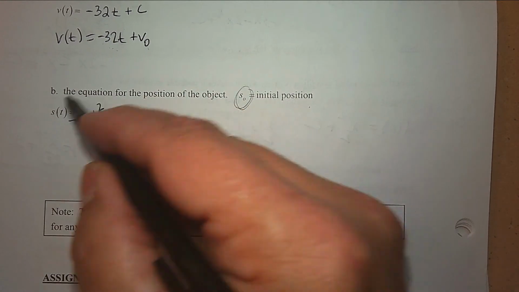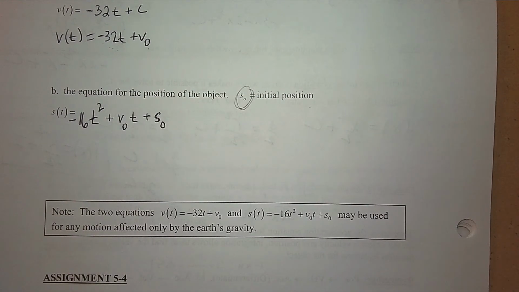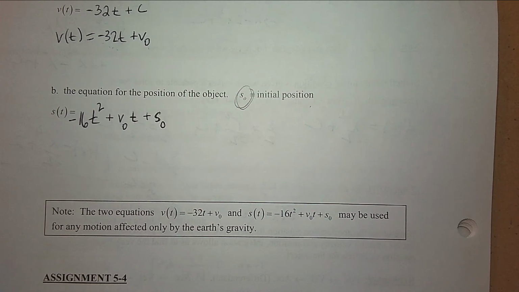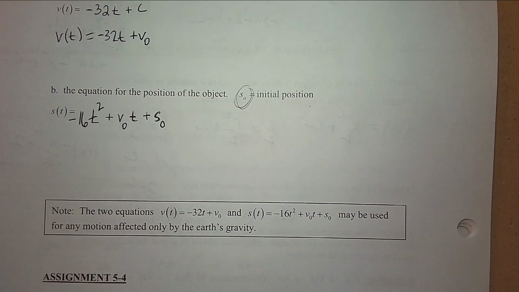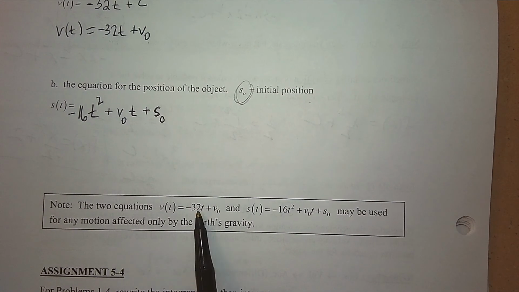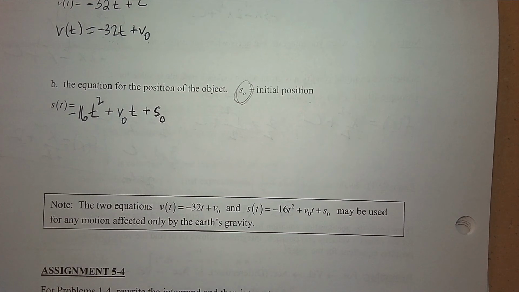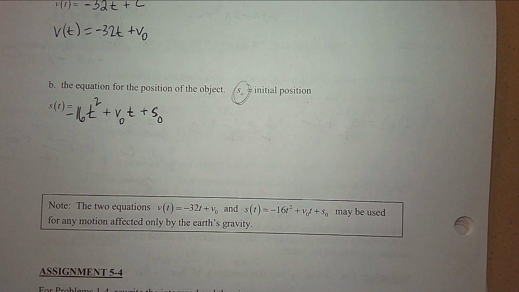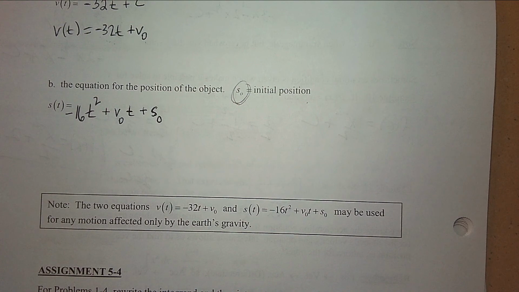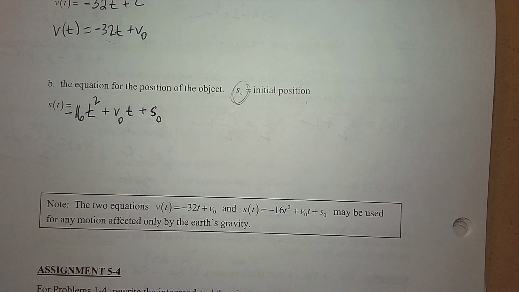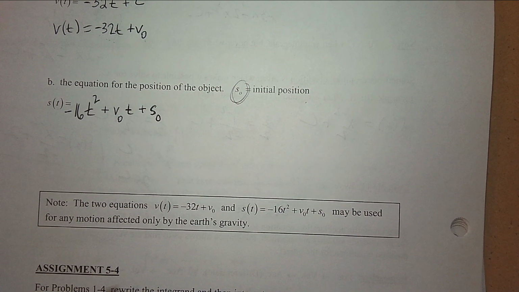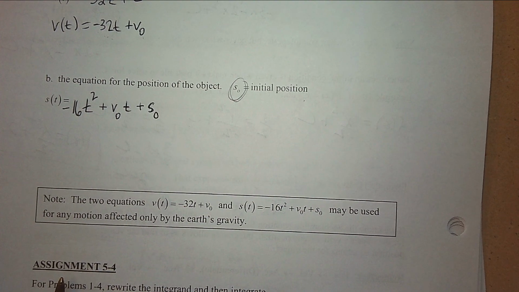This equation is used often in physics to describe the motion of an object falling. That initial velocity gets fired up in the air, and how long does it take to hit the ground kind of questions? That equation's used for that. So note the two equations there may be used for any motion affected only by the Earth's gravity. Often questions, like something's been thrown off a cliff, or a rocket ship, like North Korea, right? Going like that. Oh, that's the future. So, that's your lesson.